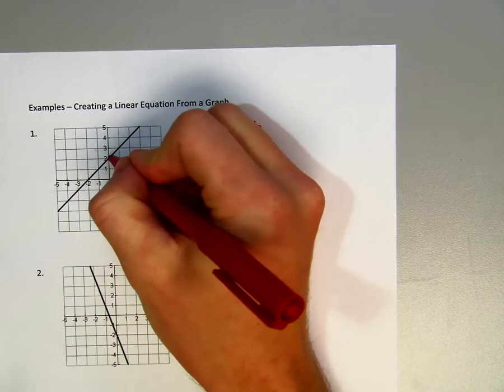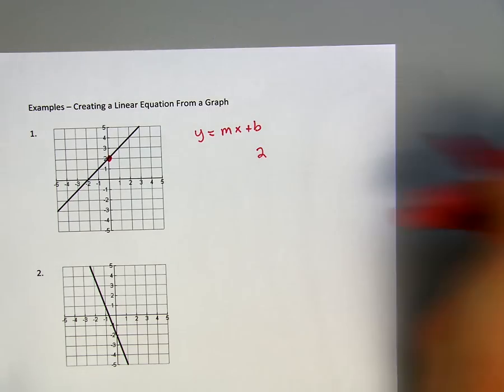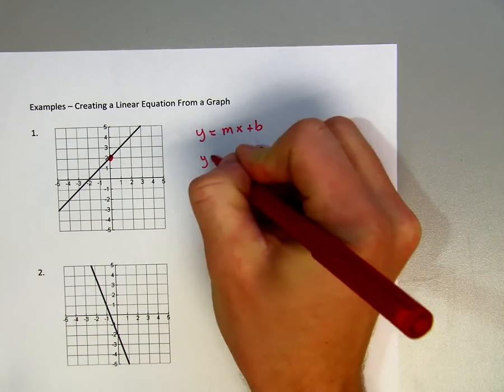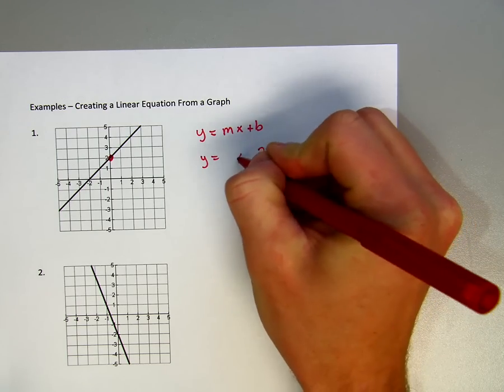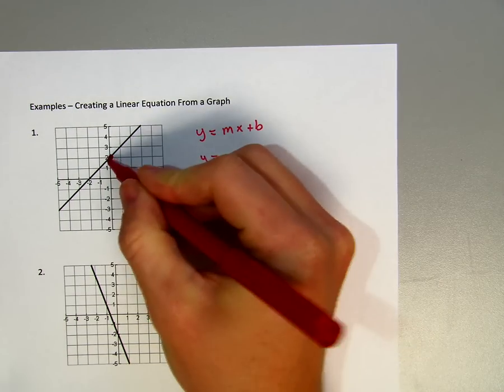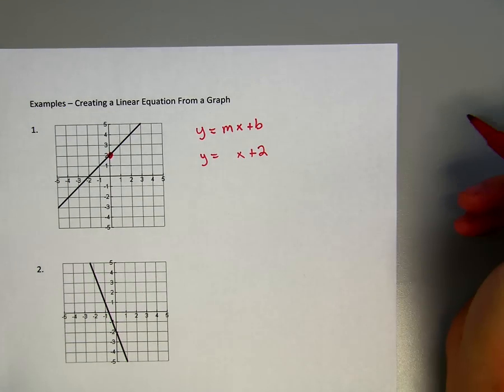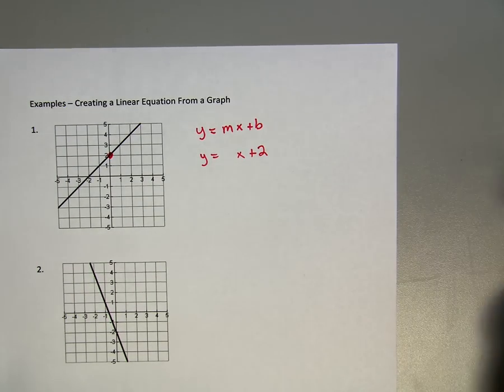In this case, my y-intercept is a 2. So I'm going to put a 2 underneath my b. I'm going to do y equals blank, my slope x plus 2. And it's a positive 2, so it's going to be plus 2. Then my slope I can go ahead and figure out.